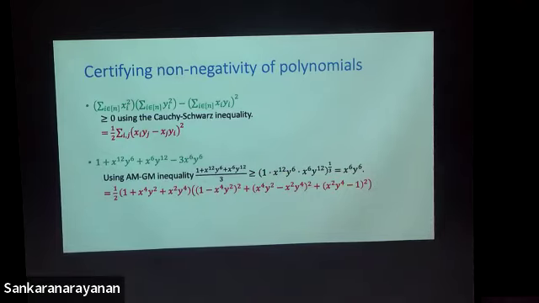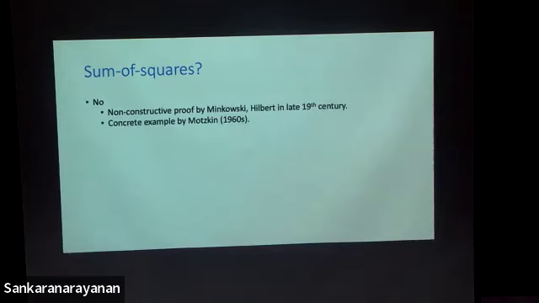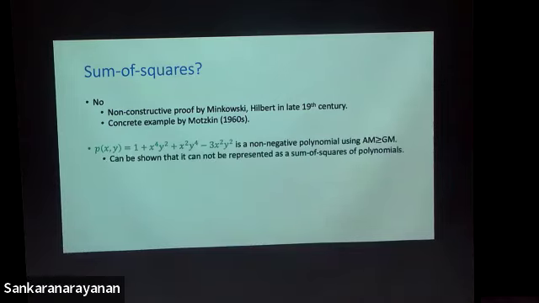Okay. So at least looking at these examples, one can ask, can every non-negative polynomial be expressed as a sum of squares? Unfortunately, the answer turns out to be no. There was a non-constructive proof by Minkowski and Hilbert from the late 19th century, which showed that there exist non-negative polynomials which you cannot write as a sum of squares. But it took almost 7 decades to come up with a concrete example, by Motzkin in the 1960s. This polynomial is known as Motzkin's polynomial.